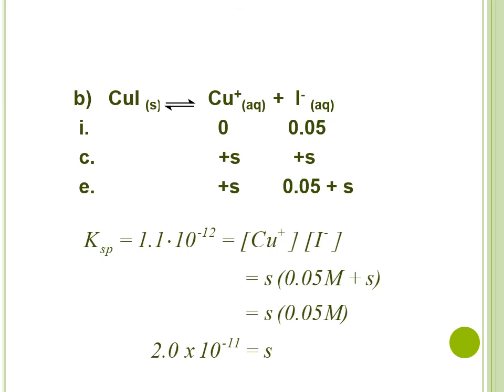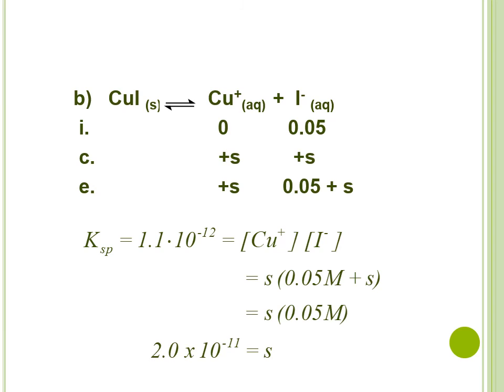KSP is equal to 1.1 times 10 to the power of negative 12. That is equal to the concentration of copper ion multiplied by the concentration of iodide ion. This is equal to S times 0.05 molar. S now is 2 times 10 to the power of negative 11.